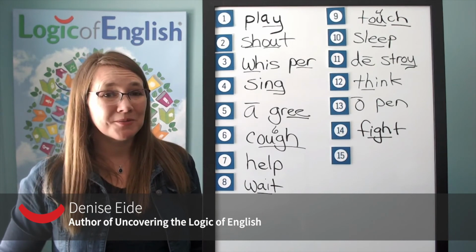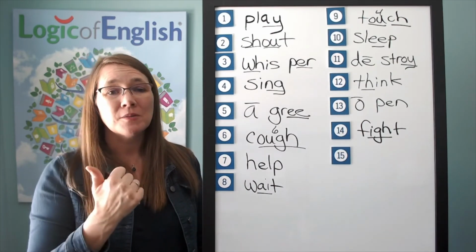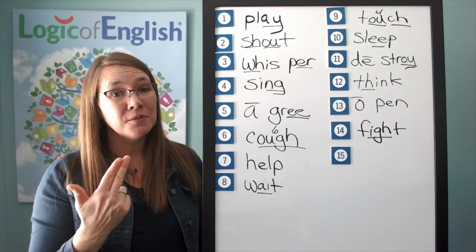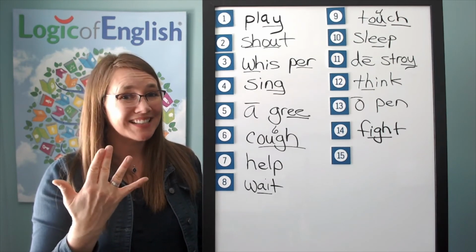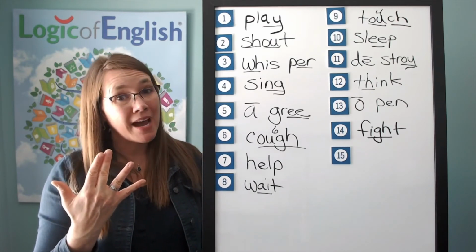Pound. Go ahead and say pound. Let's sound it out. P-ow. Use an ow, o, u, n, d. Go ahead and write pound.